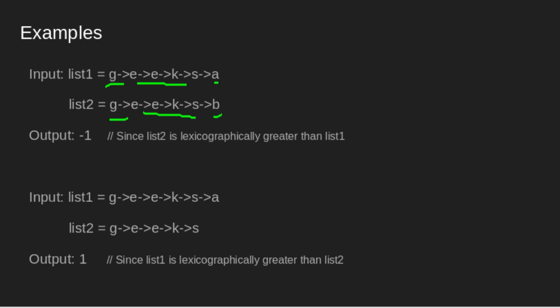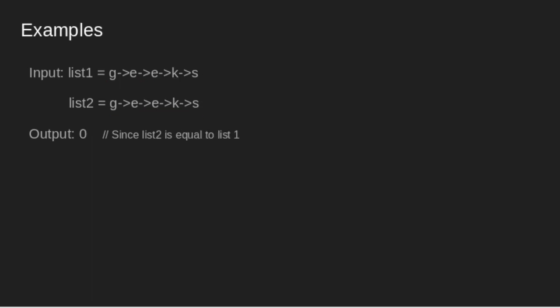In the second example, we are given list 1 as G, E, E, K, S, A and list 2 as G, E, E, K, S. It will return 1 because list 1 is lexicographically greater than list 2. Let's see one more example. We are given list 1 as G, E, E, K, S and list 2 as G, E, E, K, S. Here both list 1 and list 2 are equal, so the output will be 0.